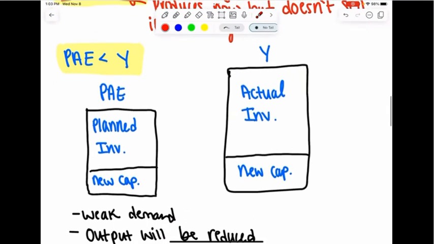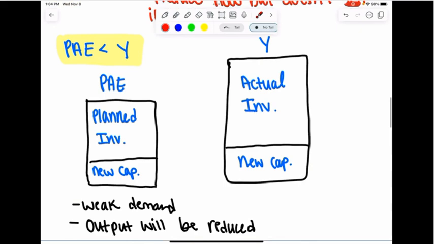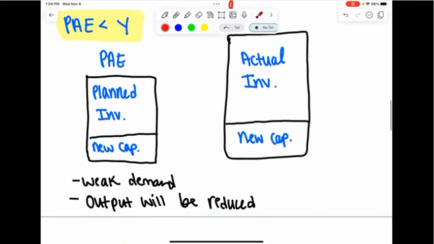Let's look at this scenario. When planned aggregate expenditure is less than aggregate expenditure, it looks like this. Our planned inventories were smaller than our actual inventories. This indicates that there is weak demand and firms sold less output than they planned to sell in this period. Therefore, output will be reduced in the next period.